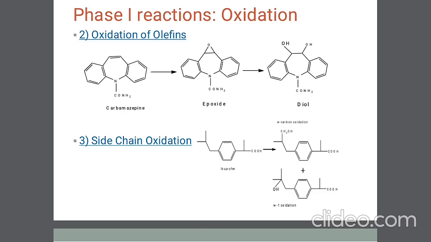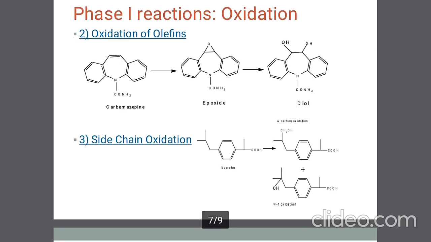Another, third example of a phase 1 reaction is side chain oxidation. The example shown here is ibuprofen. Ibuprofen will form two metabolites. One metabolite is by omega carbon oxidation. You can see the isobutyl side chain here. In that isobutyl side chain, the junctional carbon is called the omega-1 carbon and the carbon next to the junctional carbon is called the omega carbon. That omega carbon preferentially undergoes oxidation.